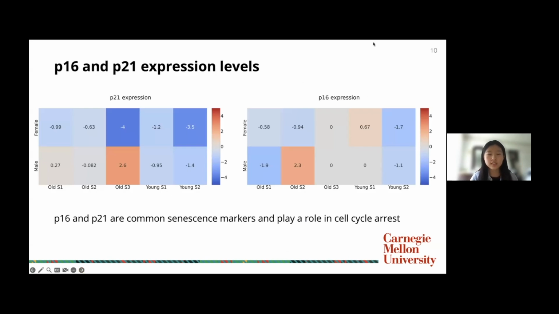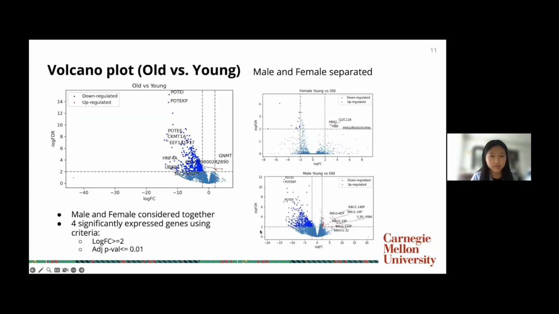Since we didn't see consistent upregulation in our senescence gene list, we next looked at p16 and p21 expression levels, since p16 and p21 are common senescence markers and play a role in cell cycle arrest. Here with the heat maps, we also didn't see consistent upregulation in p21 or p16.